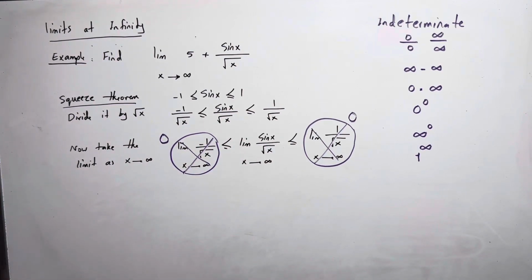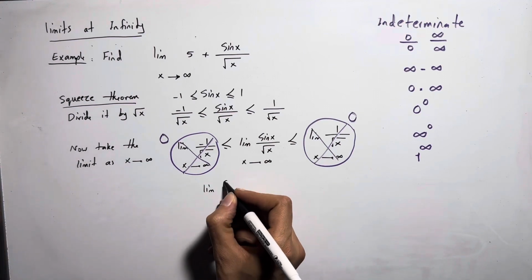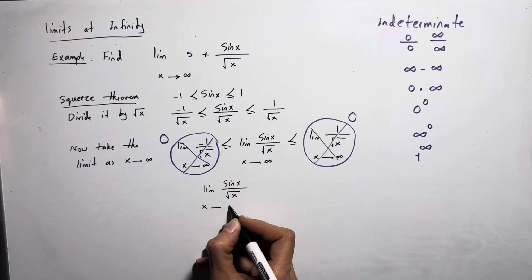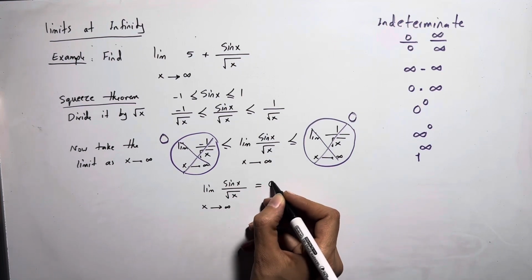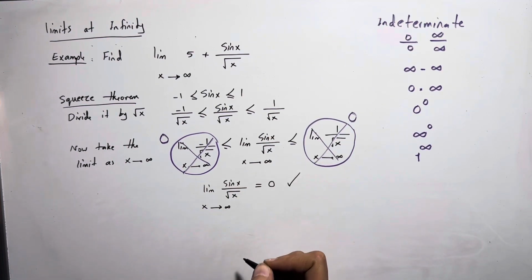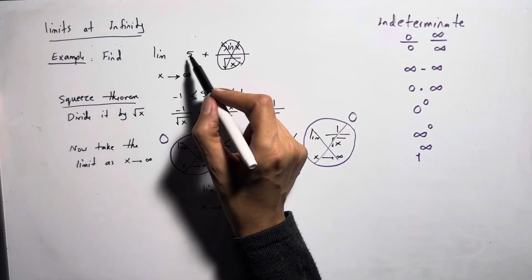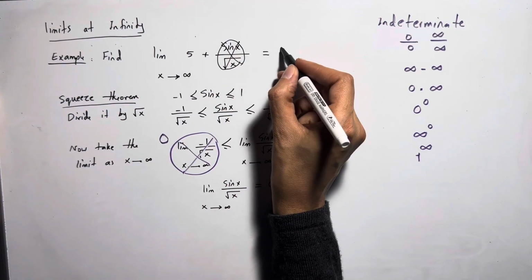So what's the meaning of that? The squeeze theorem says the limit of sine x divided by square root of x as x goes to infinity must be 0. This limit is 0. You end up with the limit of 5, which is just 5.